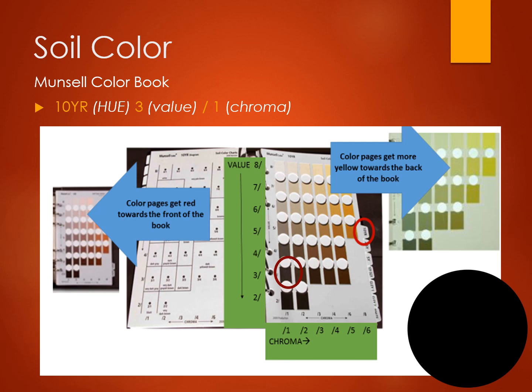So a 10YR 3/1 color chip is on the 10YR page. We have 3 value and 1 chroma. So this is our chip right here, this nice, beautiful, dark brown color. We always start on the 10YR page, and if the soil is redder than what we find there, we move towards the front of the book where the colors get redder and redder and redder. If the color is more yellow than the 10YR page, we move towards the back of the book where it gets more and more yellow.